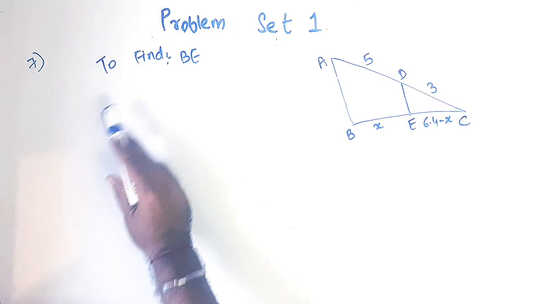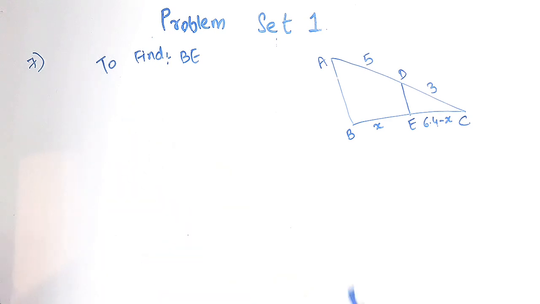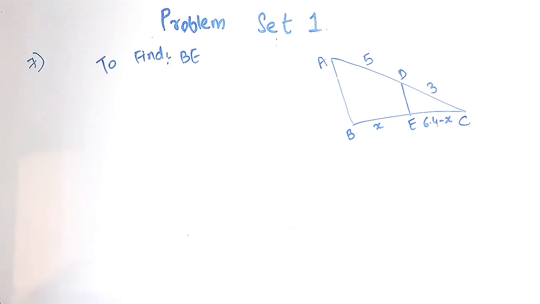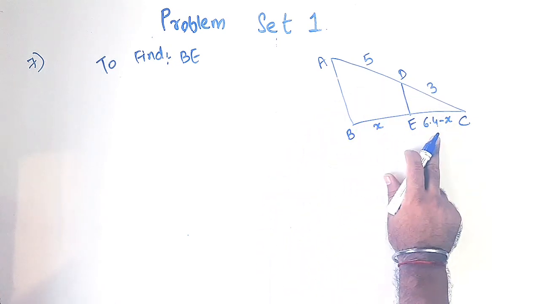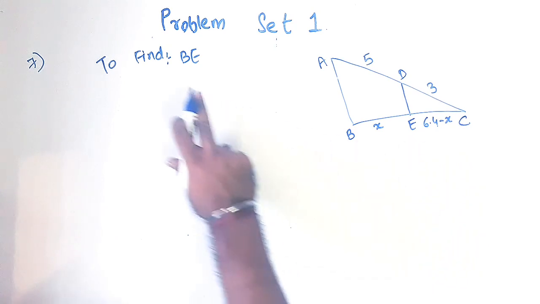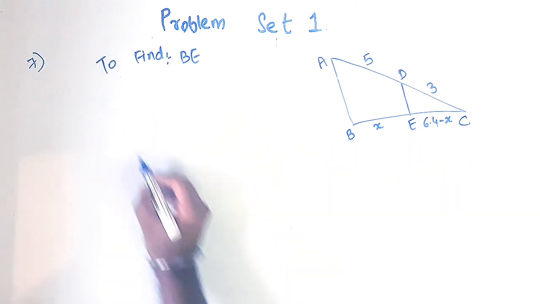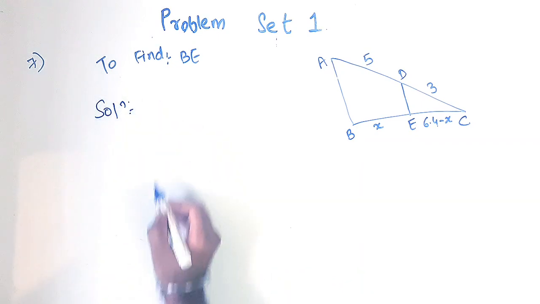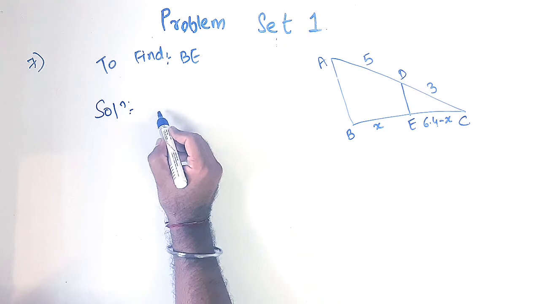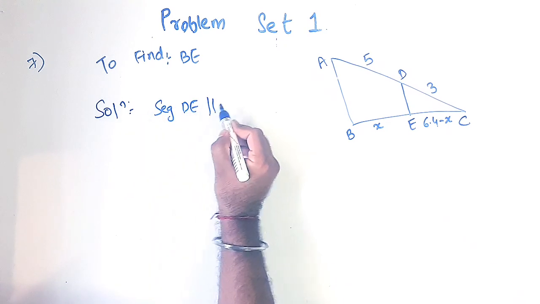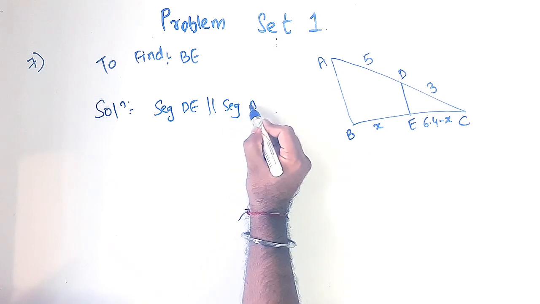We are here on sum number 7, and here you can see side DE is parallel to side AB, and the measures of these three sides are given. We have to find BE. So in that case, first, what is the given information? Seg DE is parallel to seg AB.